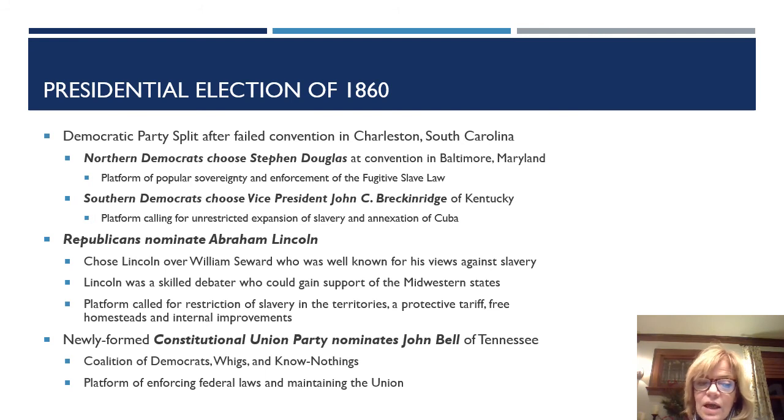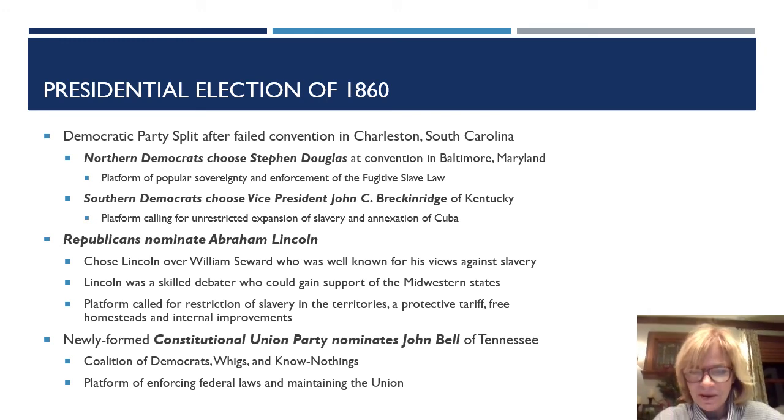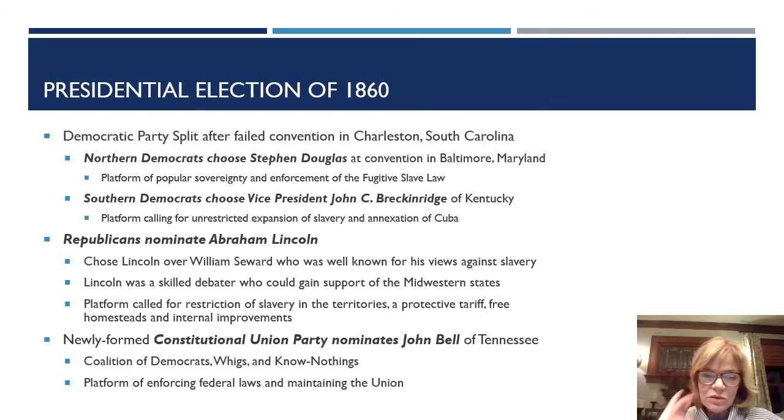Southern Democrats, they have a separate convention, and what they do is they choose John Breckinridge, who was Buchanan's vice president. He's from Kentucky. Their platform said we're going to expand slavery and we're going to annex Cuba. I don't know if Cuba is saying that, or Spain. So that's what they want to do.